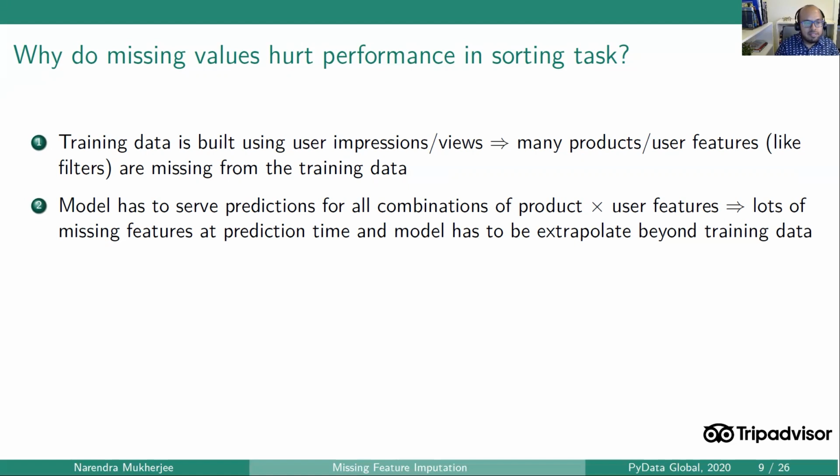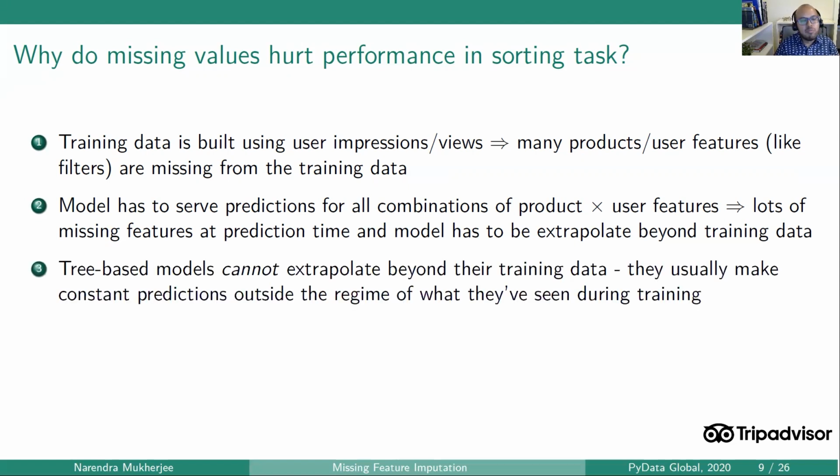And those of you who are experienced with tree-based models understand that the word extrapolation in this context means disaster. So tree-based models cannot extrapolate beyond the training data. Given they make splits based on the different training instances, they usually make constant predictions out of the regime of the training data. So they are really bad at extrapolating, and this is a huge problem.